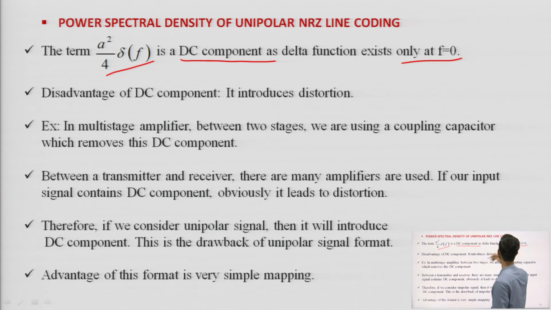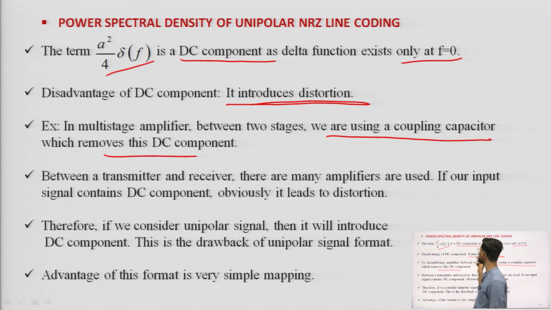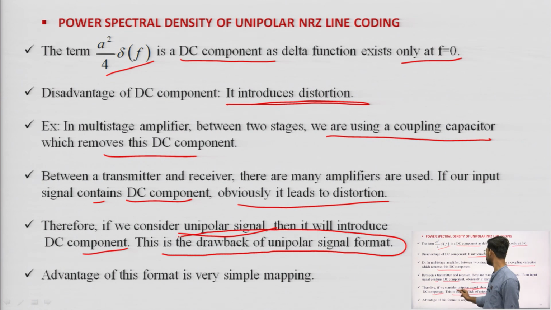Okay. So, the term A square by 4 delta of f is a DC component, as the delta function exists only at f equal to 0. The disadvantage of a DC component is that it introduces distortion. In a multi-stage amplifier, between two stages we use a coupling capacitor which removes this DC component. Between a transmitter and receiver many amplifiers are used, so if our input signal contains a DC component, obviously it leads to distortion. Therefore, if we consider a unipolar signal, it will introduce a DC component. This is the drawback of the unipolar signal format.